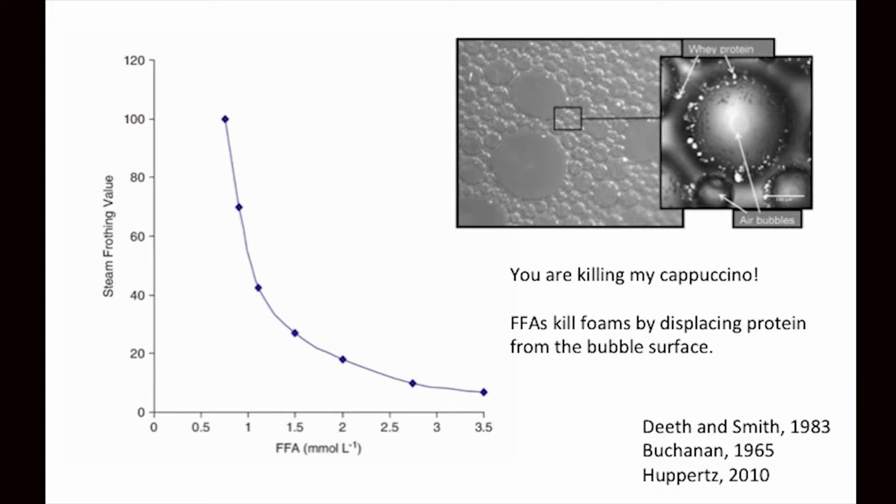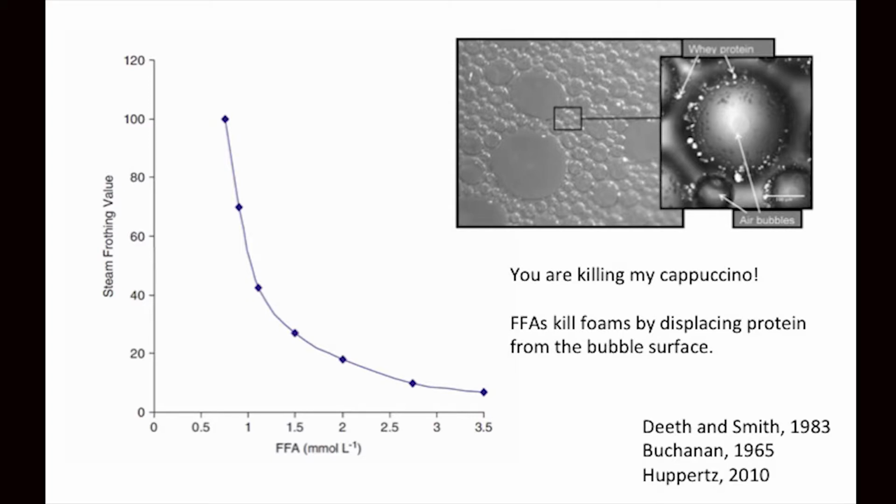Okay, so here it is. The free fatty acid levels in the milk and the depression in the steam frothing value. Okay, and the idea is that the free fatty acids are surface active components. So when you have an air bubble, I know quite a bit about this. When you have an air bubble and it's surrounded and stabilized by milk proteins, such as the whey proteins, the free fatty acids kick them out, because they're more surface active. So now you've lost all your stabilization of the foam.